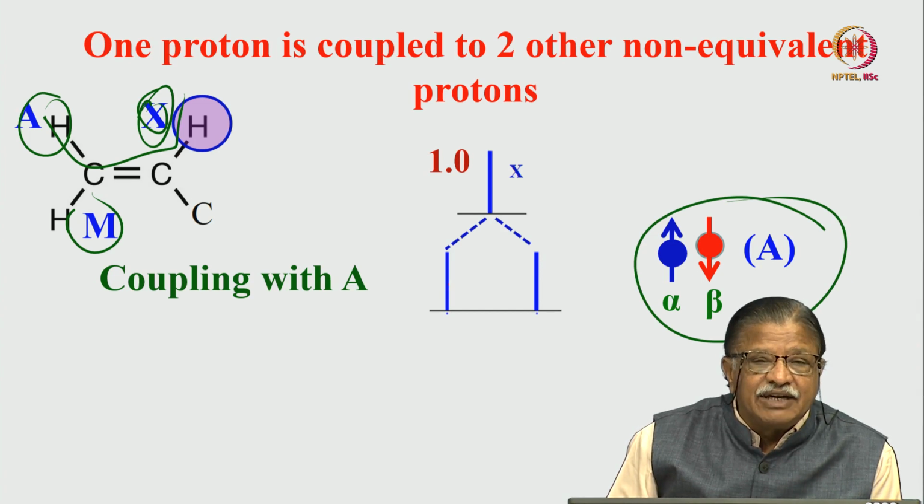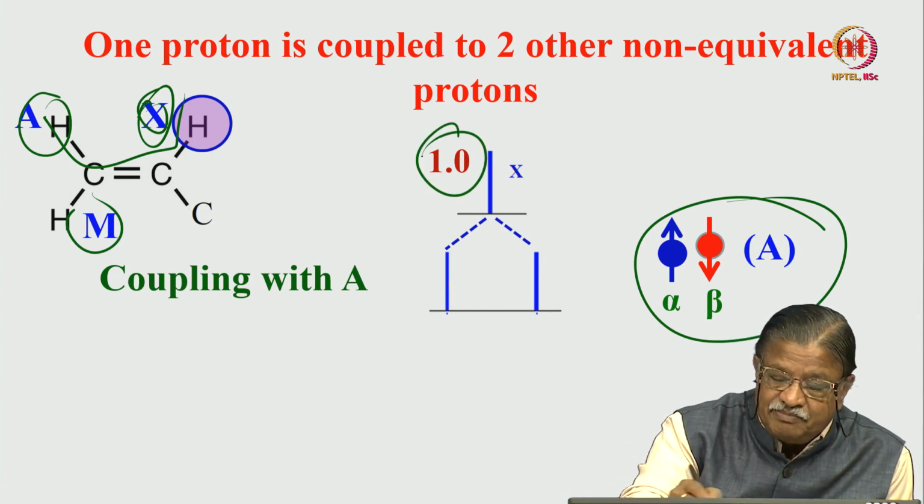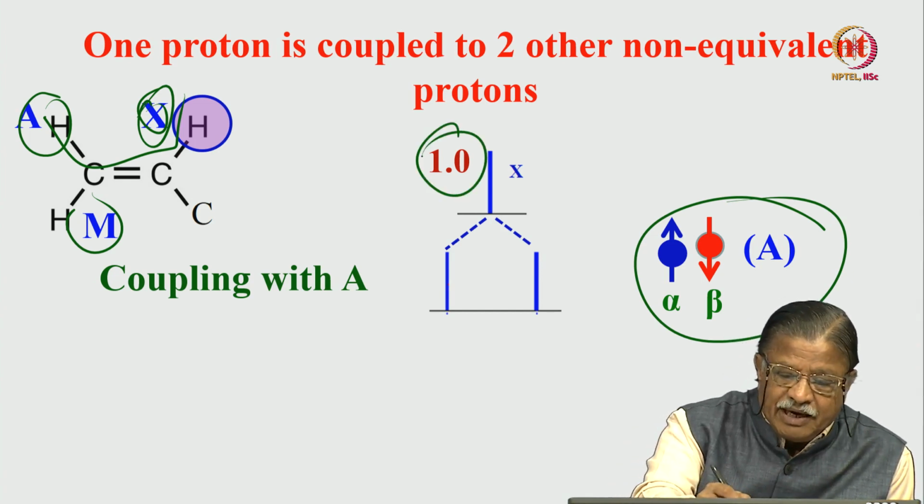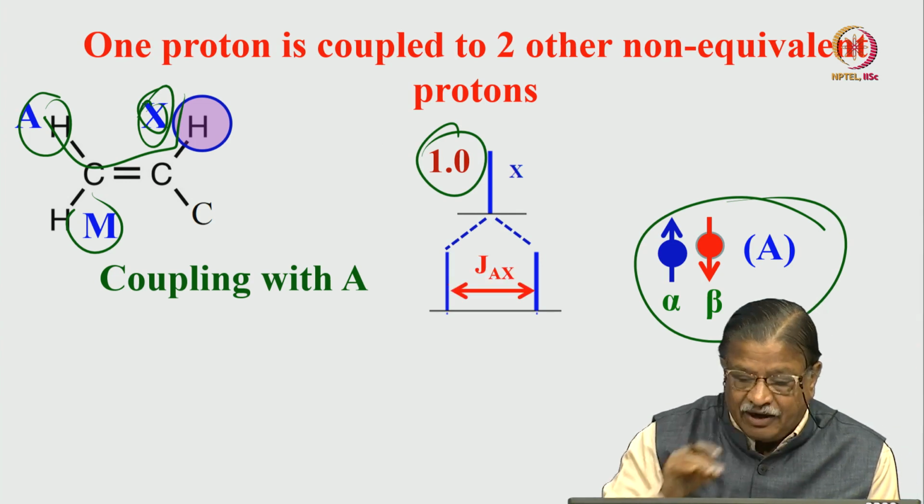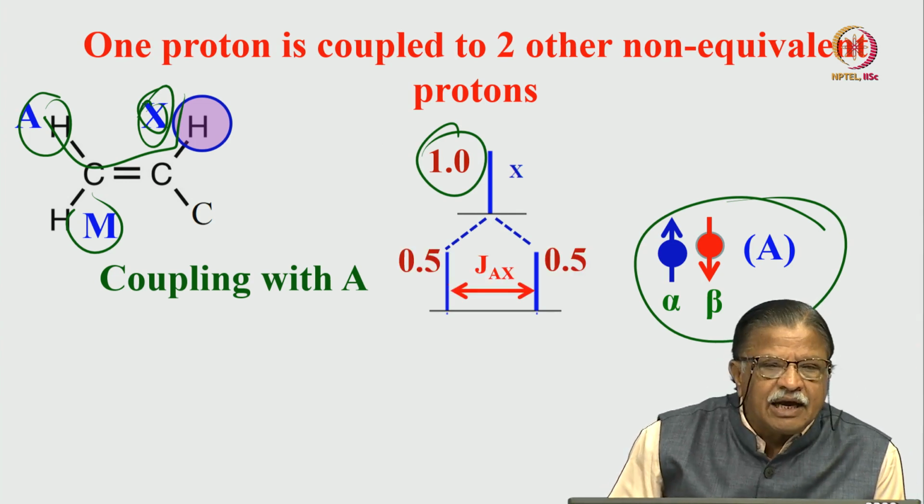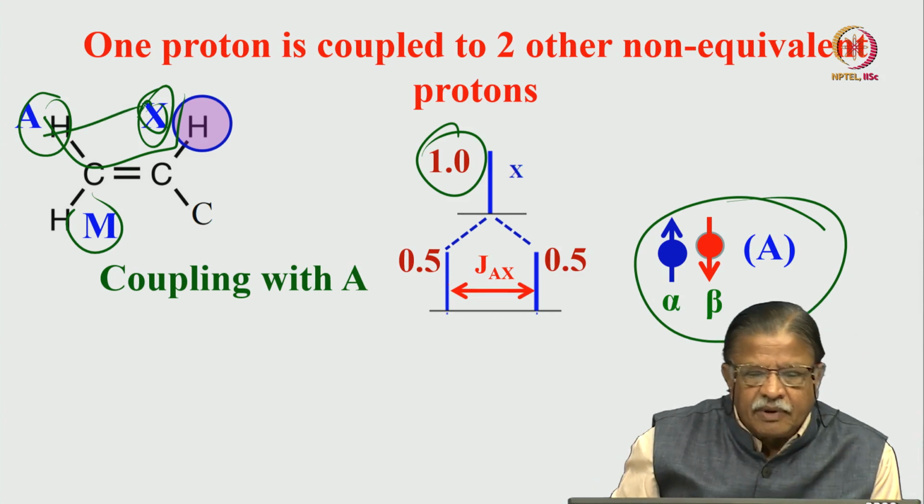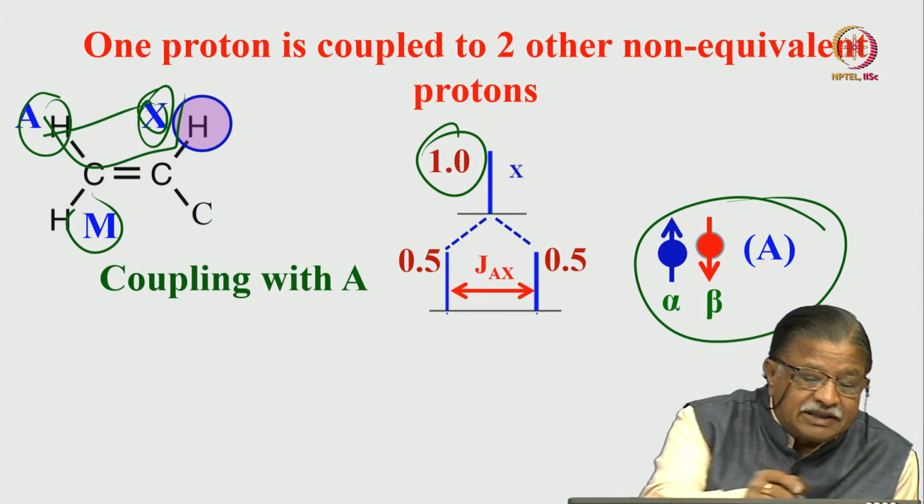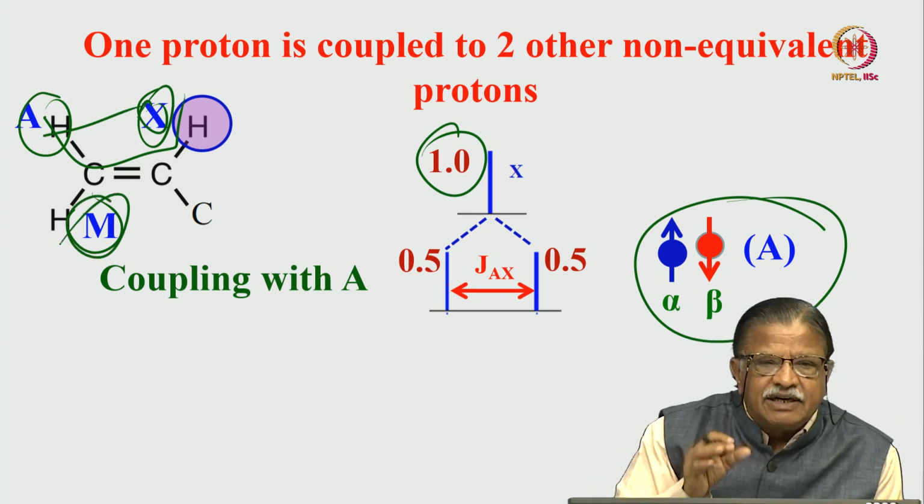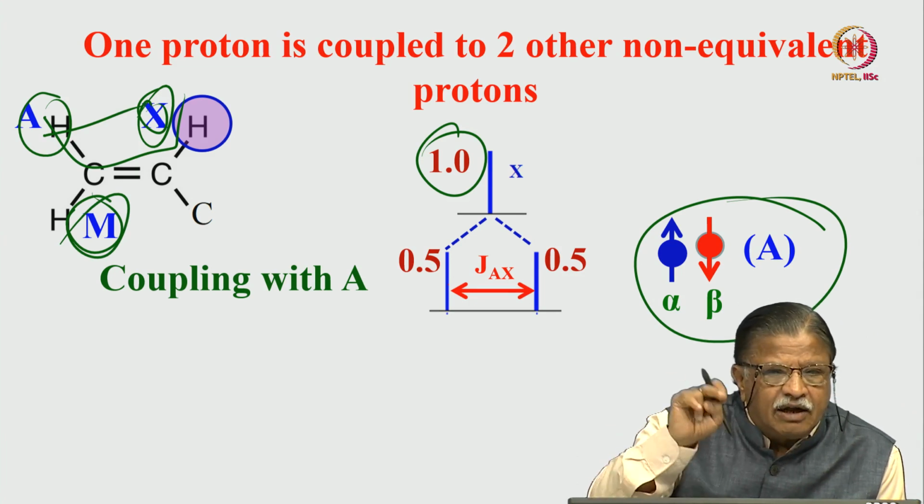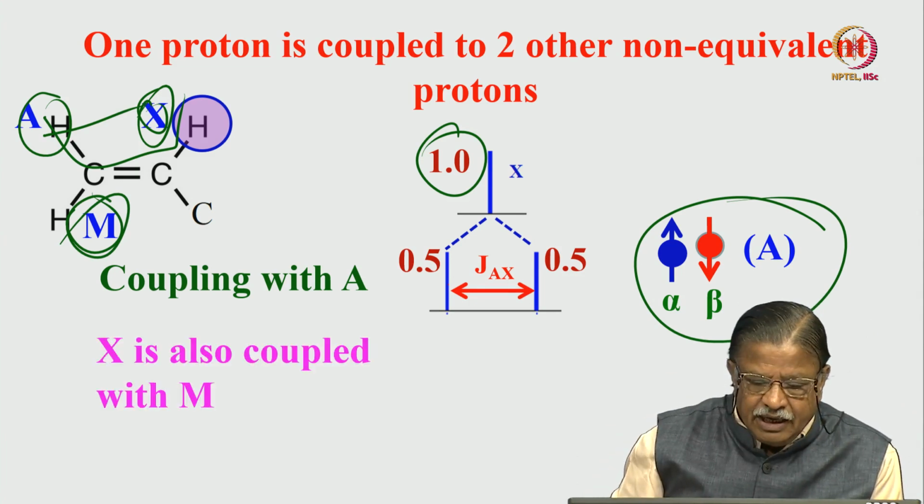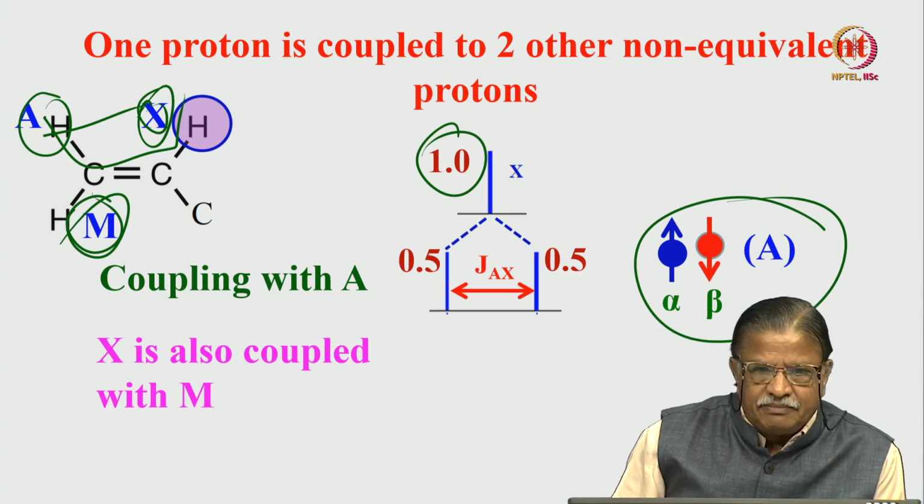Now, what is the intensity of the doublet? This total intensity has been divided into 2, so it will become half, 0.5, 0.5, and the separation is the coupling between A and X. What is happening to the third proton M? It is not sitting idle, it can also couple with X. Okay, now bring the coupling of X with M.